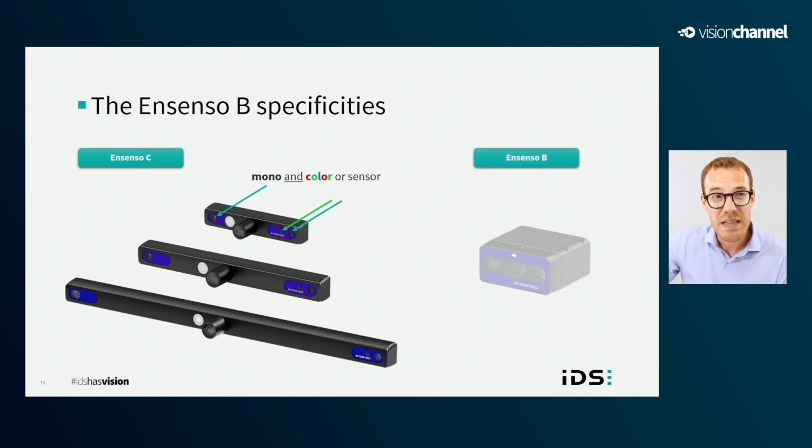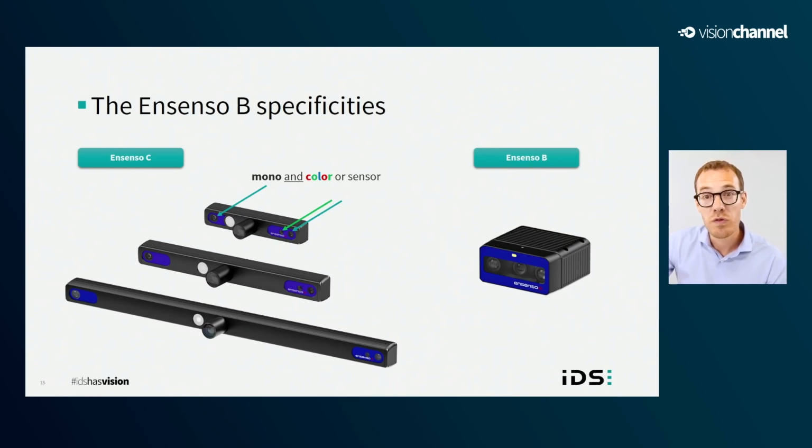The Nsenso B is much more compact. It is available with two 5 megapixel color sensors or mono sensors. You can choose, but there is no additional RGB module. So you can choose to have the camera with color sensors, and then you will have a natively colored 3D point cloud, or you can choose to have the Nsenso B with monochrome sensors. You will lose the color information, of course, but you will increase the spatial resolution.